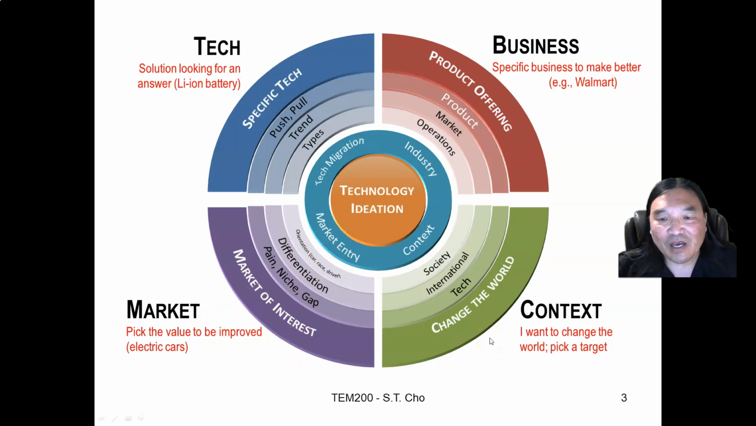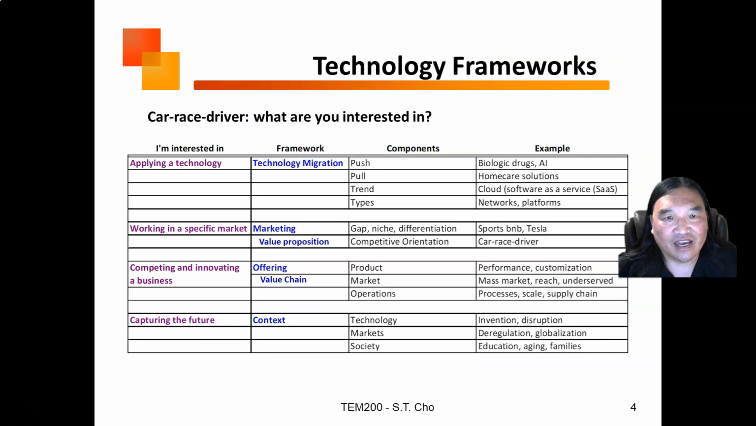And finally, society. I want to change the world. Well, look at the societal events that are actually going on and what context is actually changing. Legal changes are a good place to look at. Now, in terms of I want to apply a technology, push means that I could put it out there because it's generic. People want it. An example of that is a cure to COVID.